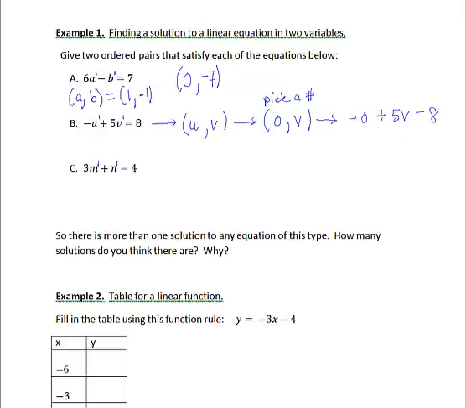Alright, I didn't mean for that point to be there. I don't want you to think it's a 0.8. This is an 8. Okay, so we're not going to get a pretty number for v, but this 0 knocks out that one variable, and so we're just left with 5v equals 8. To solve for v, we divide both sides by 5, and so we get v equals 8/5.